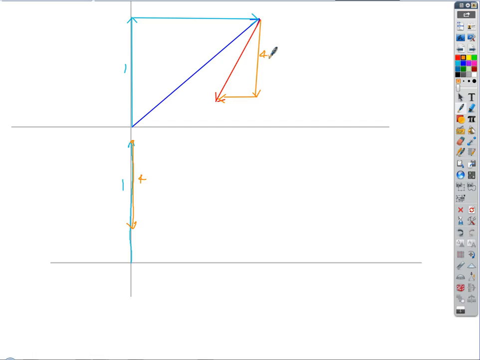Those are just the vertical pieces, though. We can add them in any order we want to, right? So this is my resultant for the vertical piece. Let's call that r sub y. That's the y part of my final vector.